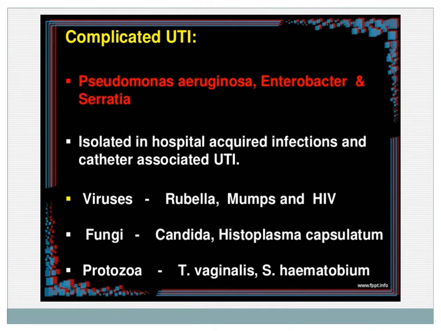These are some viruses like rubella, mumps and HIV, some fungi like Candida and Histoplasma capsulatum, and protozoa like T. vaginalis and S. haematobium. These are some microbes which cause UTI.